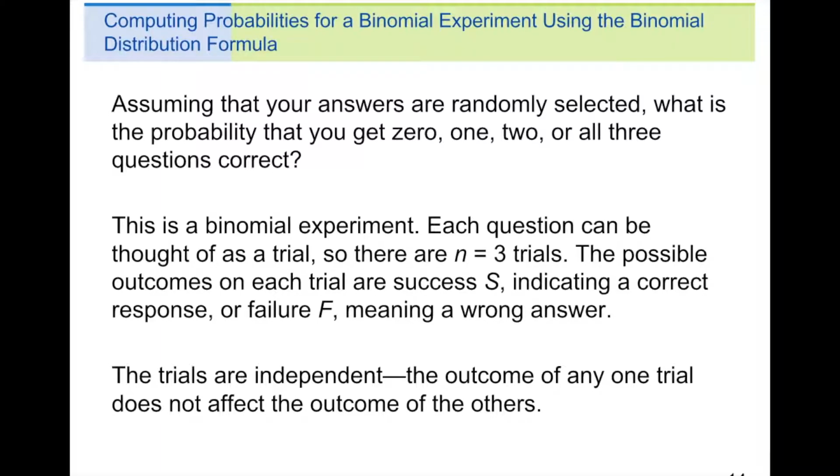Assuming that your answers are randomly selected, what is the probability that you will get 0, 1, 2, or all 3 questions correct? This is a binomial experiment. Each question can be thought of as a trial, so there are n equals 3 trials. The possible outcomes on each trial are success, S, indicating a correct response, or failure, F, meaning a wrong answer. The trials are independent. The outcome of any one trial does not affect the outcome of others.